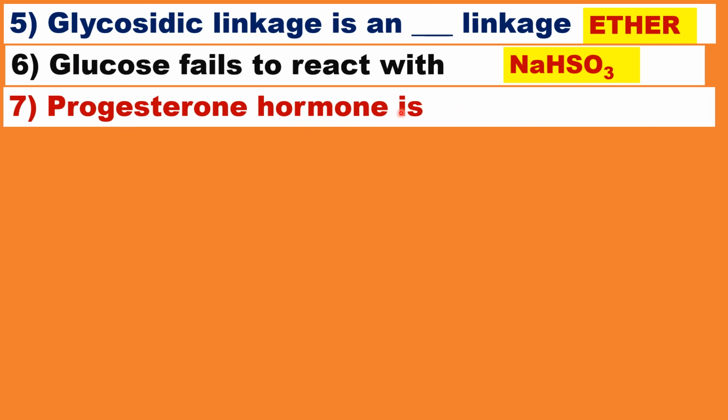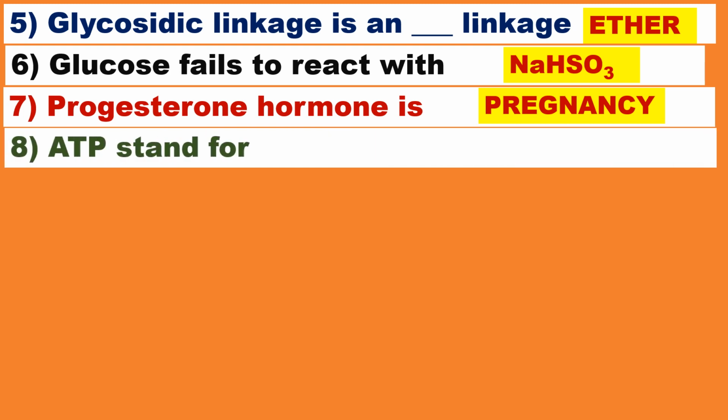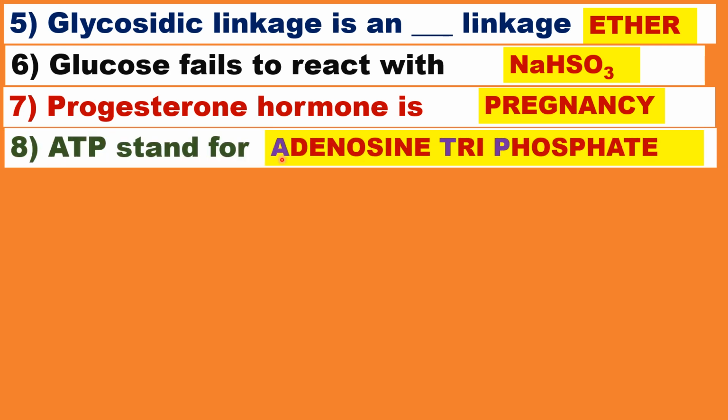Progesterone hormone is called the pregnancy hormone. Eighth question: ATP stands for adenosine triphosphate. It is also called energy currency. ATP is called energy currency. Energy is produced in our body in the form of ATP.